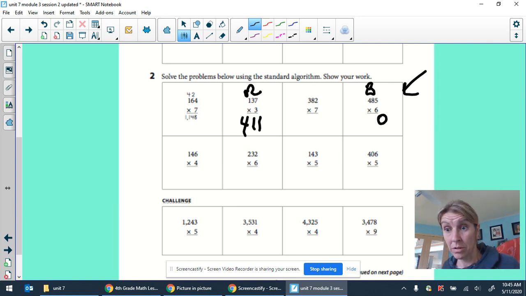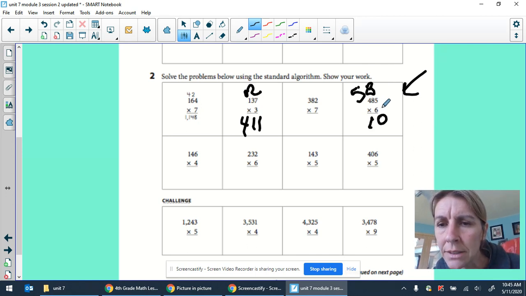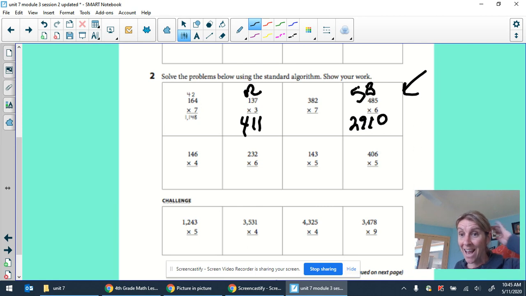Oh, it's terrible. But 6 times 8 is 48, plus this 3 is 51. So I'm going to do the 1, carry the 5. 6 times 4 is 24, plus 5 more is 29. The answer is 2,910. So just practice, practice. Go back and watch my steps I did if you're going to practice.